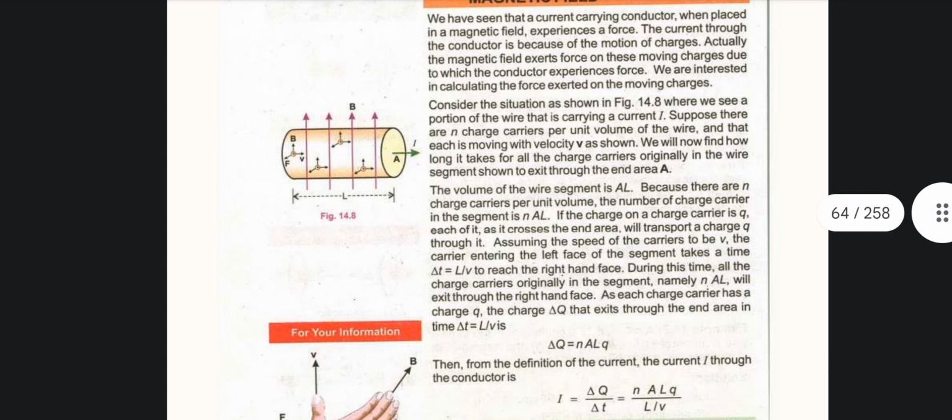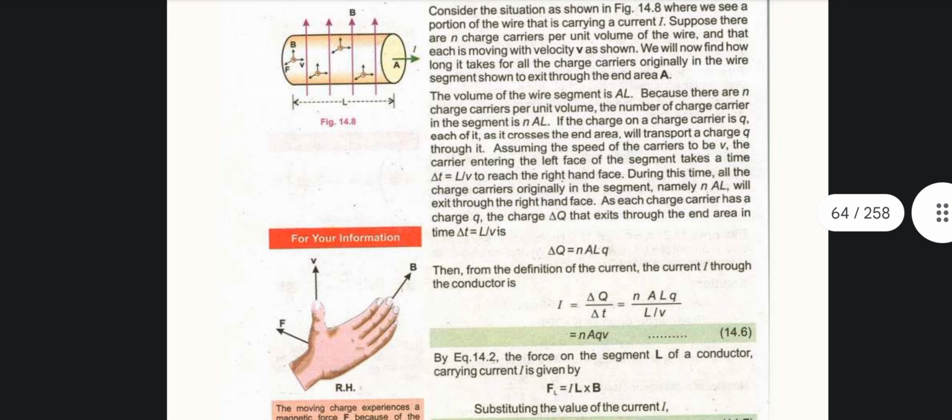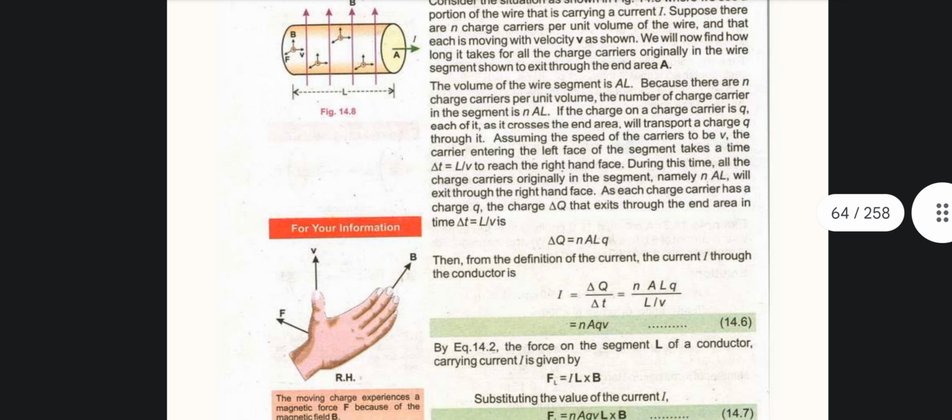Consider the situation in figure 14.8, where we see a portion of the wire that is carrying current I. Suppose there are n charge carriers per unit volume of the wire and that each is moving with the velocity v as shown. We'll now find how long it takes for all charge carriers originally in the wire segment shown to exit through the end area A. The volume of the wire segment is AL. Because there are n charge carriers per unit volume, the number of charge carriers in the segment is nAL.